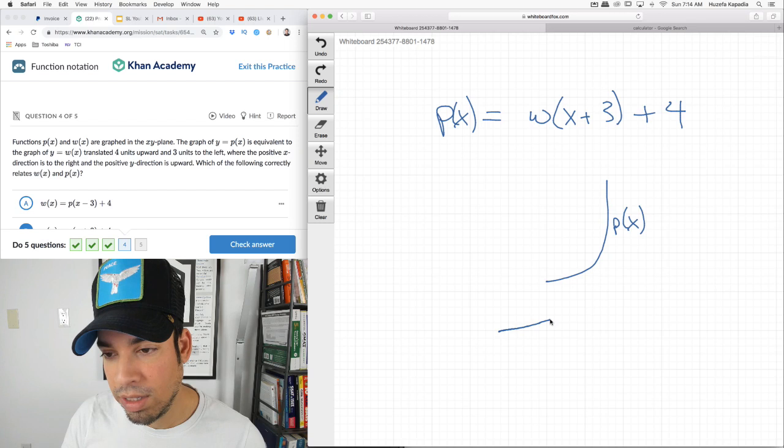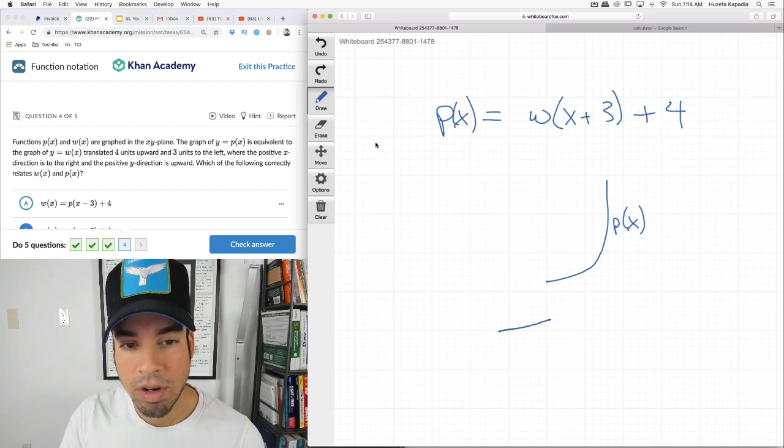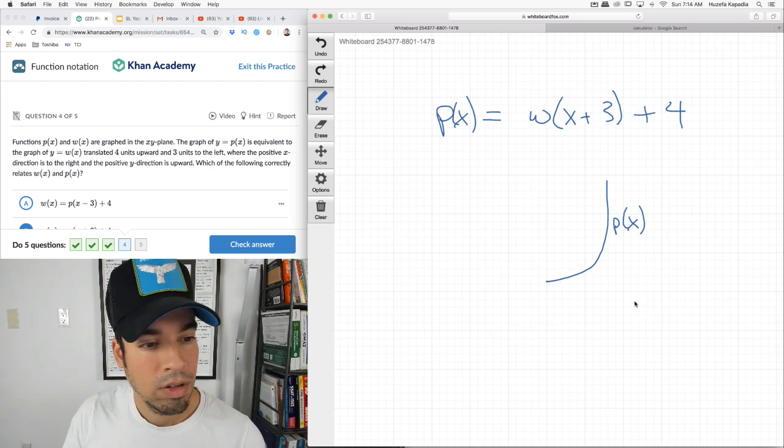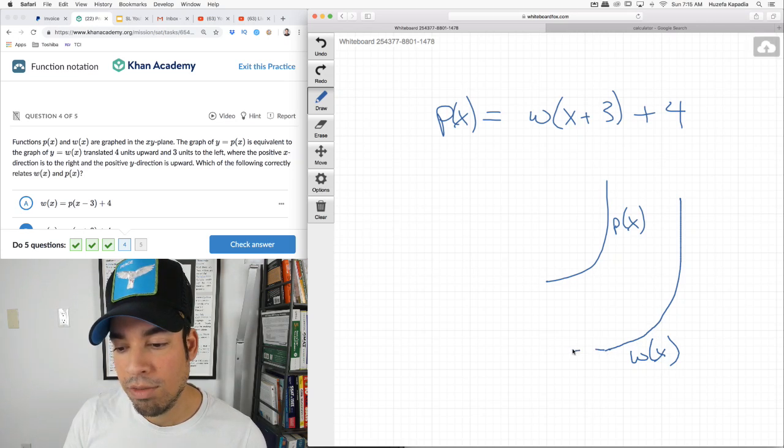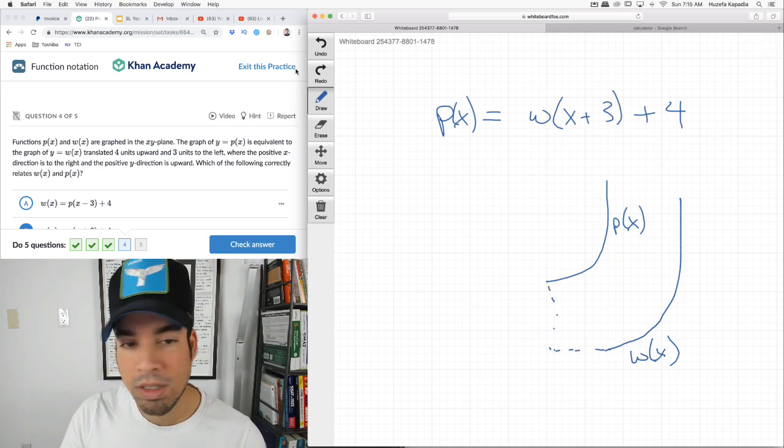Because it's 3 units. Sorry. It'd be like this. P of x would be like this, and then w of x would be like this. So basically we translate it 3 units to the left, and then 4 units up, and it would be the same as p of x, right? We'd kind of map it over that way.